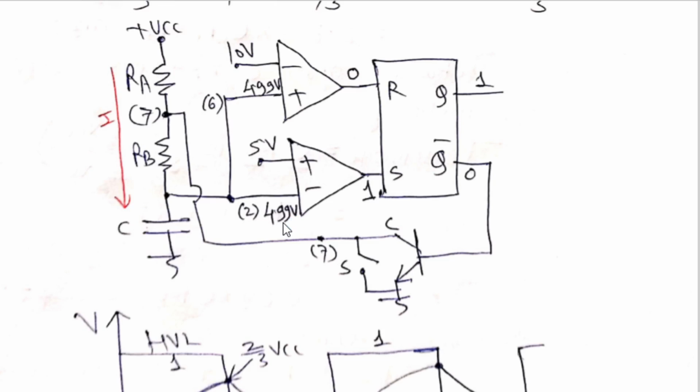So now what happens here? The lower comparator's lower terminal, that is minus terminal, negative terminal, becomes 4.99, and upper is fixed 5 volt, 1/3 of VCC. So as soon as capacitor gets discharged just below 1/3 VCC, output of lower comparator becomes 1. And as soon as the output of lower comparator becomes 1, set will become 1. Q is remaining 0 only.